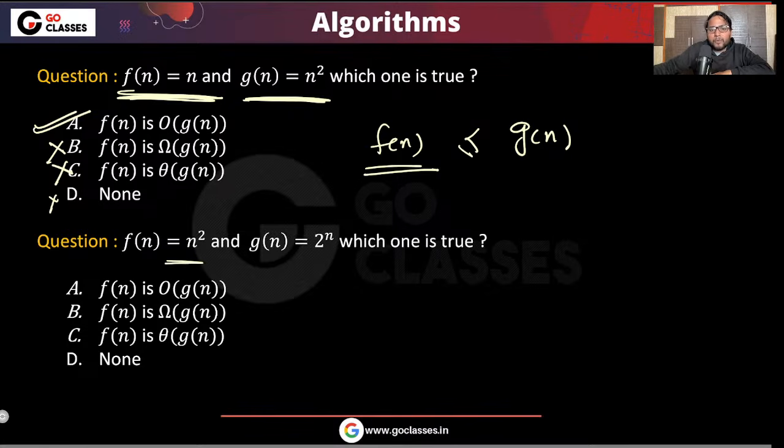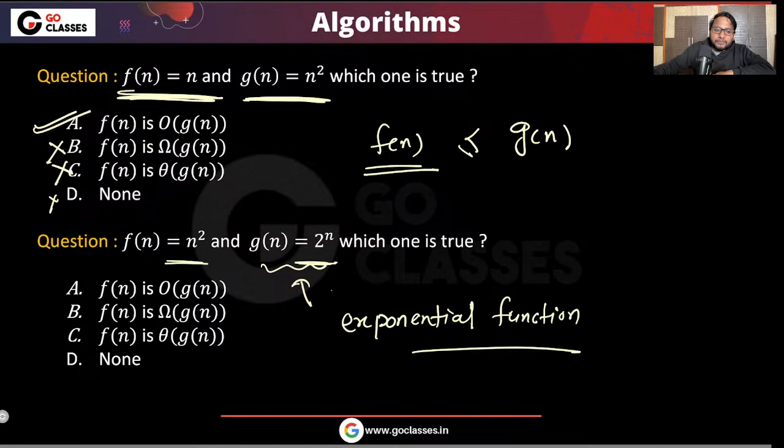What about this? N square and 2 power n? So this is the exponential function, right? Now, if you want to compare between two functions, let's suppose n square and 2 power n, then how can you compare? By default all the functions are increasing, unless I say otherwise. This 2 power n is increasing, n square is increasing. So to compare two functions, you can take a log and then check.